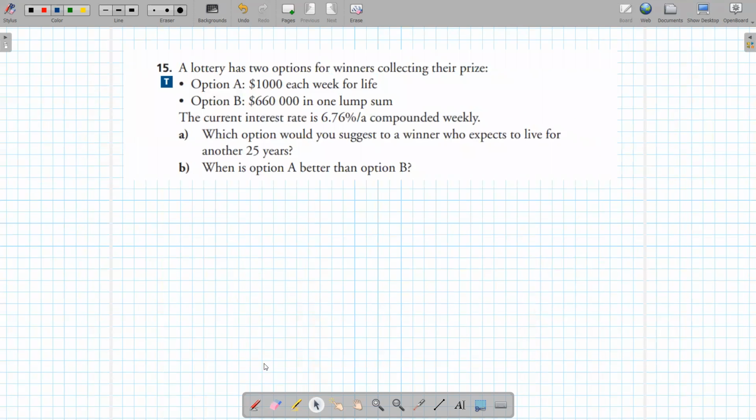Let's look at this. Option A. So two options. You either get $1,000 each week for life, or you get paid $660,000 today. Which option would you suggest to a winner who expects to live for another 25 years? Any ideas on how to do this?